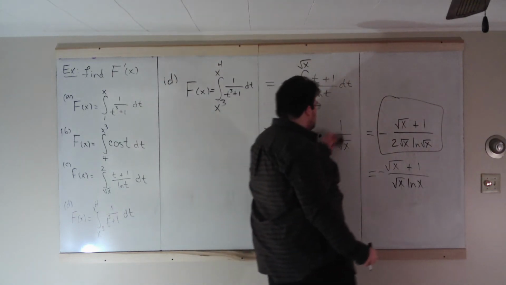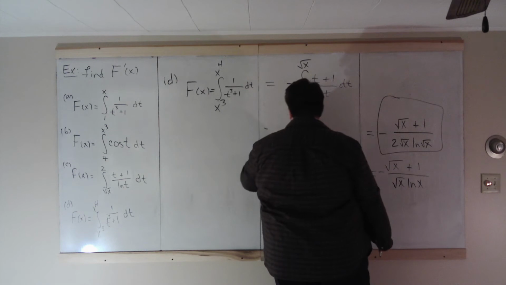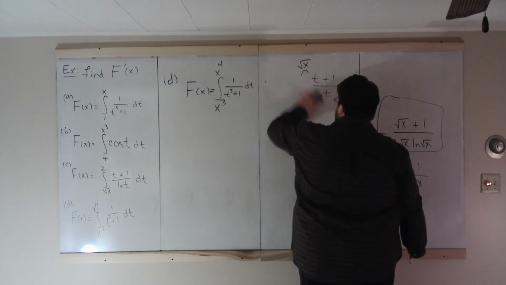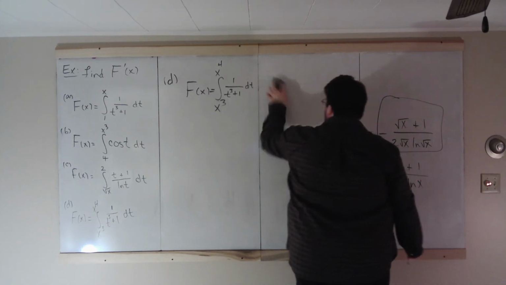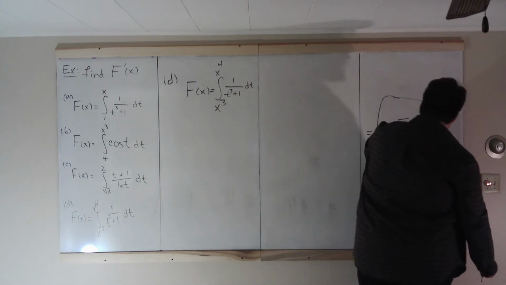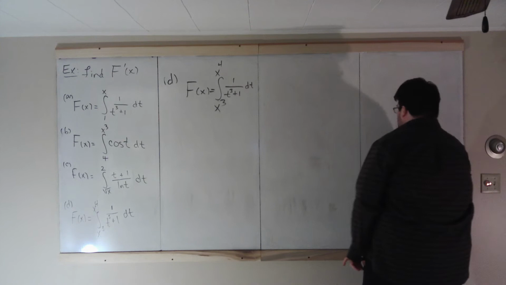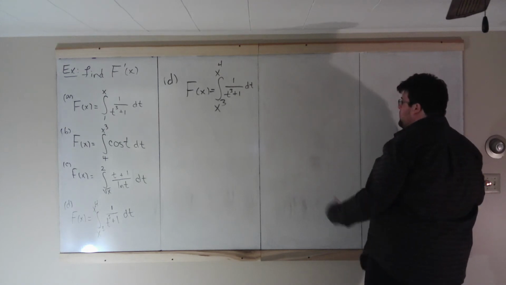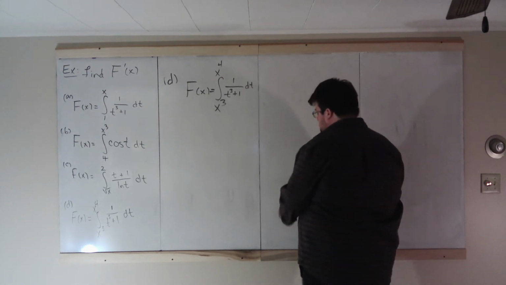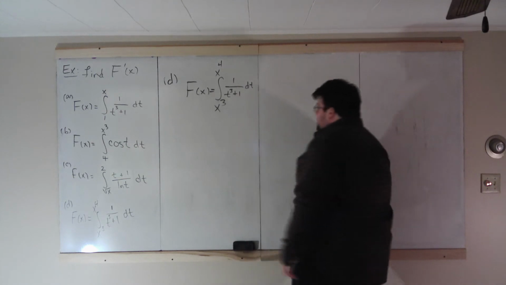So how are we going to do this? Well, part C we couldn't apply the fundamental theorem directly. We had to be clever before we could apply it. Here, we also can't apply it directly because we need a number on the bottom and a function of x on the top. We don't have that. We have functions of x in both spots. Well, what can we do?